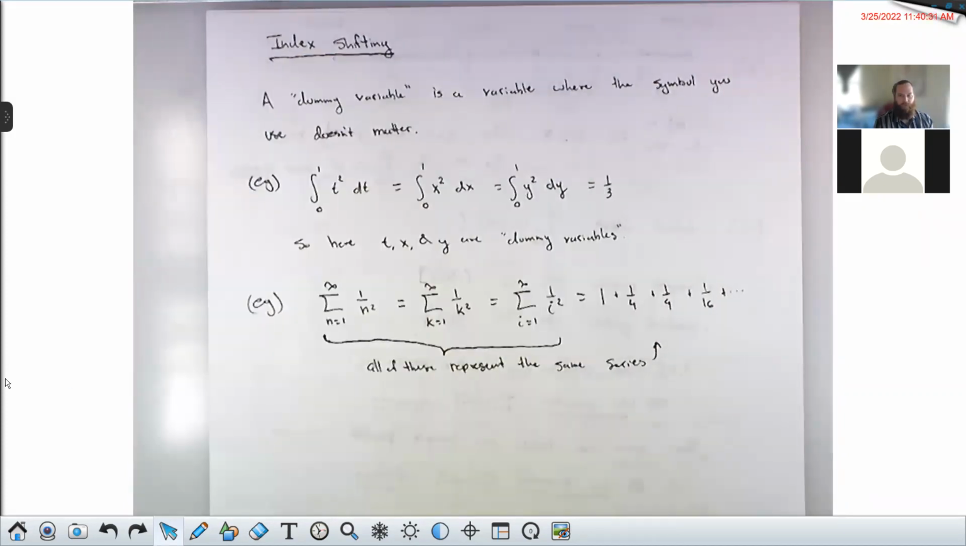So in other words, if I have a series written in terms of k, I can change the k to an n, and it doesn't change anything, right? Just relabeling the symbol doesn't have any effect because it is a dummy variable.